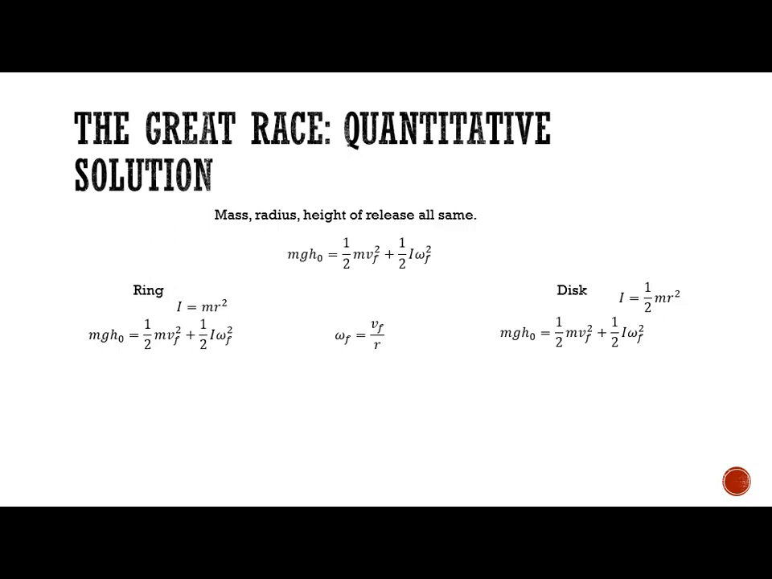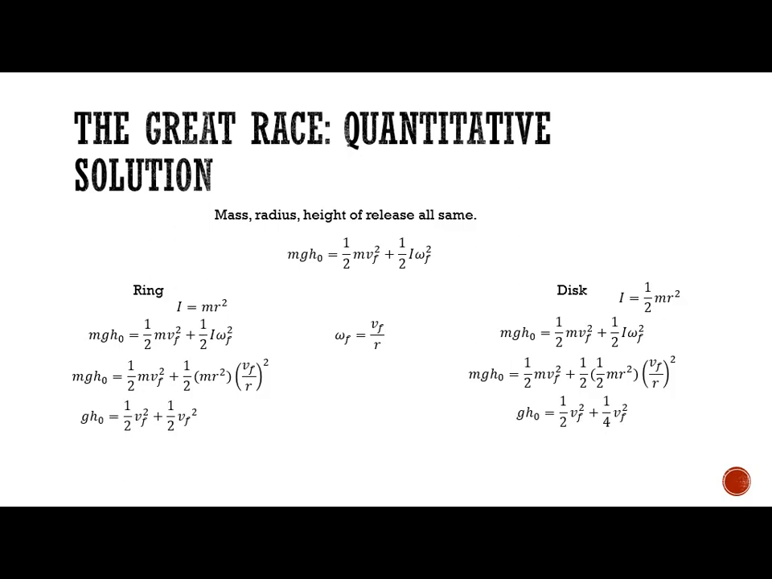I know for the ring, a hollow metal cylinder, I is mr squared. For the disk, a solid metal cylinder, it's 1/2 mr squared. So if we do those substitutions, we end up with this: for the ring, 1/2 mv final squared plus 1/2 mr squared times v final over r squared. For the disk, we get 1/2 times 1/2 mr squared times v final over r squared.